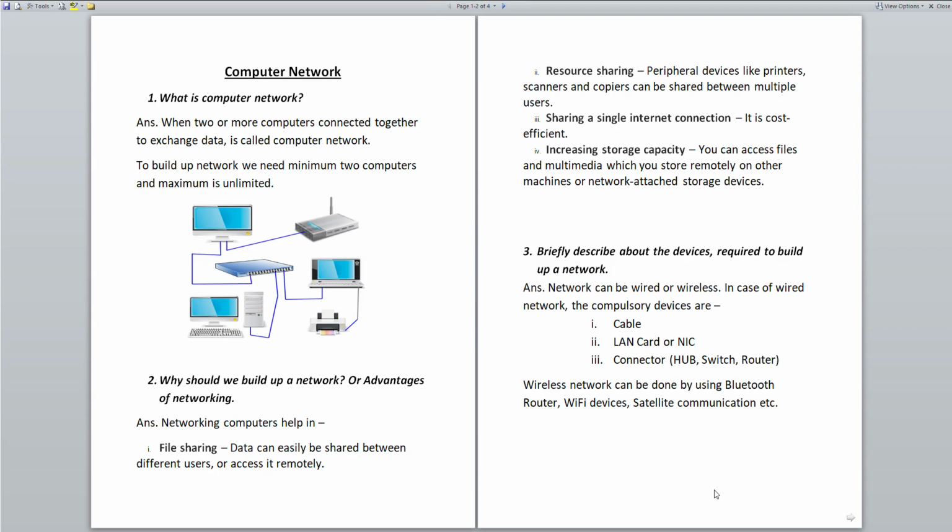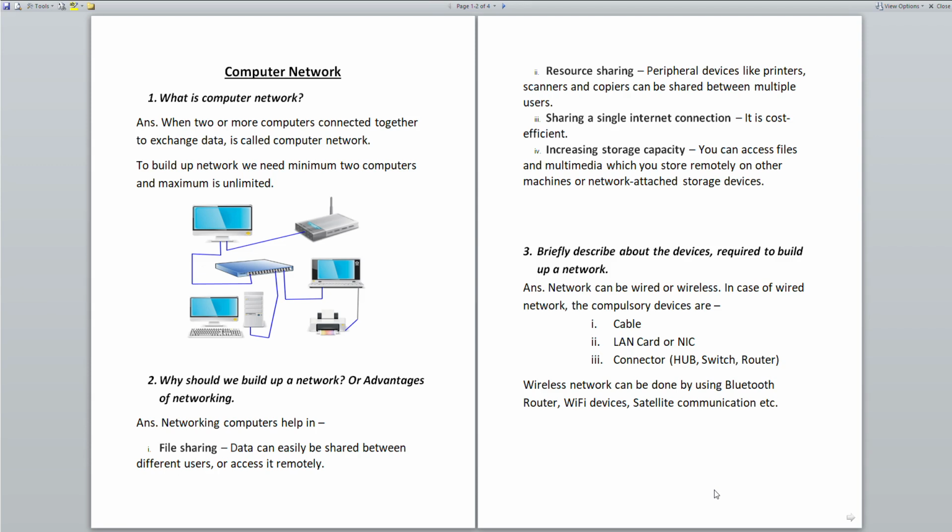Now, if you think about a school, an office, or a bank, you can see computers. Those computers are connected with each other through some devices. That means they are under a network. I hope you have understood the first one, what is a computer network.